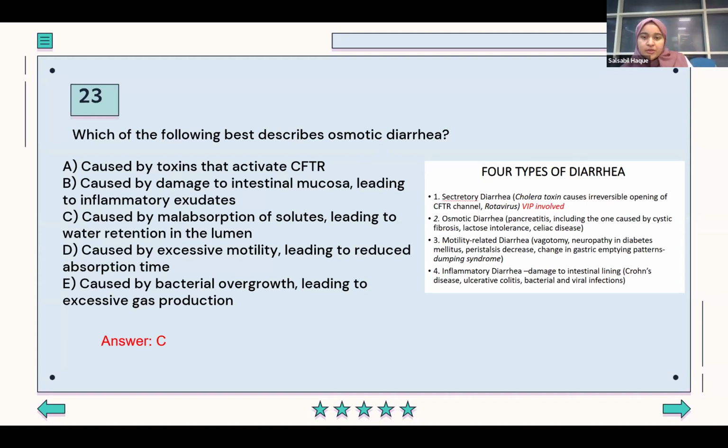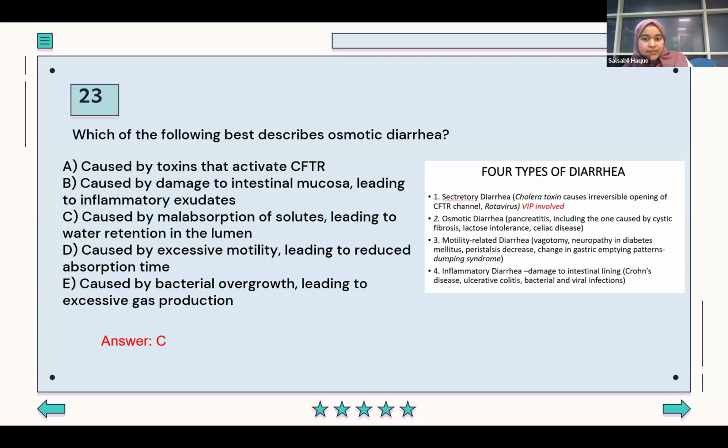So secretory is when you have a release of toxins or irreversible opening of the CFTR channel, which causes an increase in secretions, as the name suggests, chloride or whatever ion secretions, which causes water to come along with it, and this causes secretory diarrhea. Whereas osmotic diarrhea is because of an increase in substances inside the lumen, right? So if you have lactose intolerance, or celiac disease, or cystic fibrosis, all of these will increase the amount of solutes in the lumen, which will cause water to come along with it, and this will cause osmotic diarrhea, basically osmosis, right?